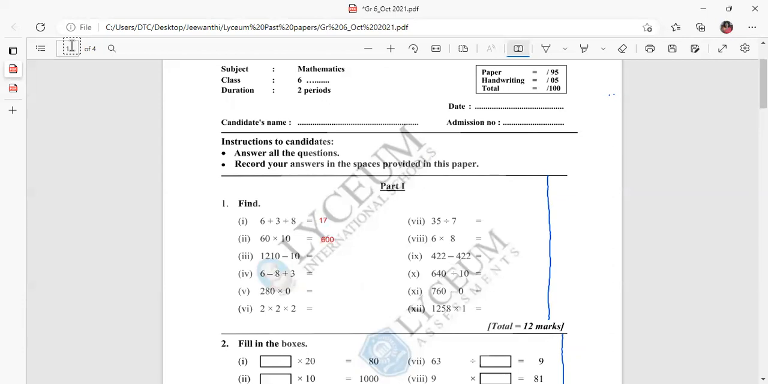Then the next one, what happened? You deduct 10 from 1210, right? So actually, you don't want to have the workings for all these things. They are very simple. 1210, right? You have. From that, you deduct, you take away 10. What will happen? You have 1200.